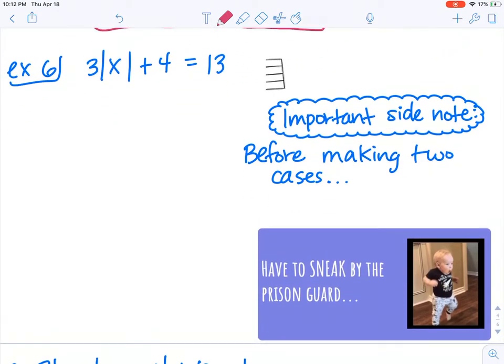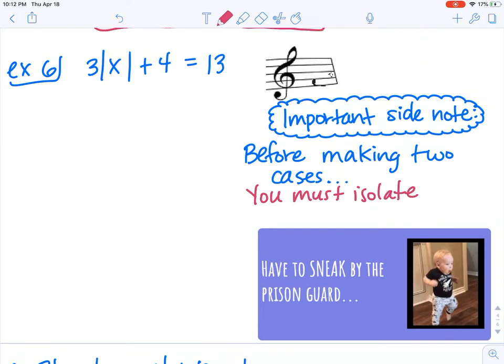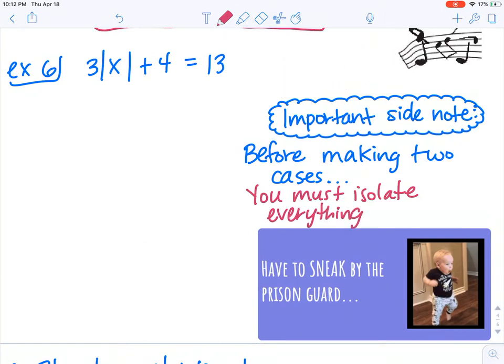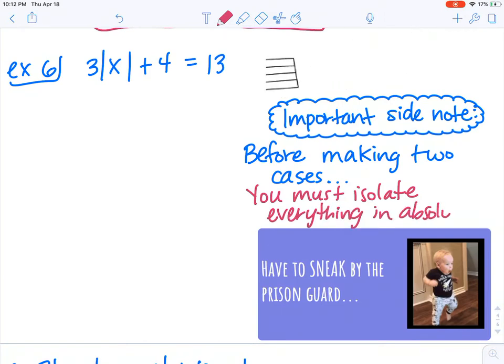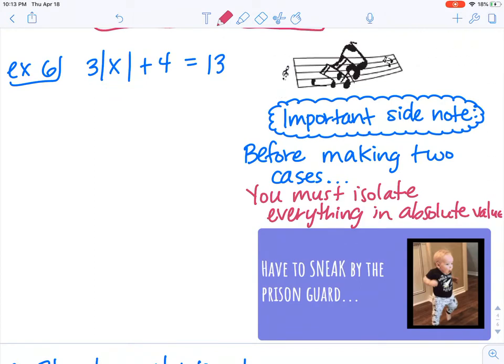An important side note for working problems such as example 6: before making two cases, you must isolate everything in absolute value. So what that means is you need to get the absolute value of x by itself on the left-hand side before setting up your two cases.